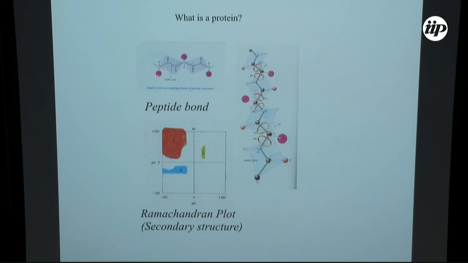Some of them are positively charged. Some are negatively charged. Some are polar in the sense that they like to interact with water. Some are hydrophobic. They don't like to interact with water, or it costs energy for them to interact with water. And then the next unit has the same thing. So this is the peptide bond here.